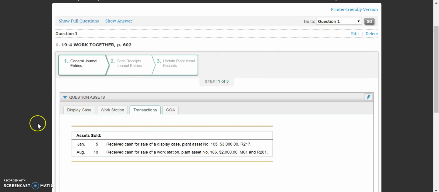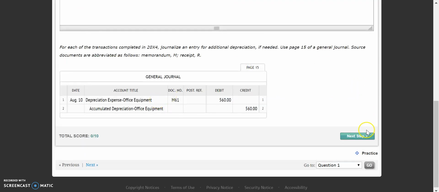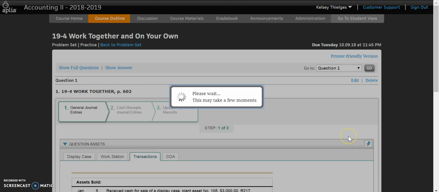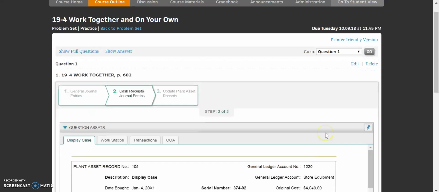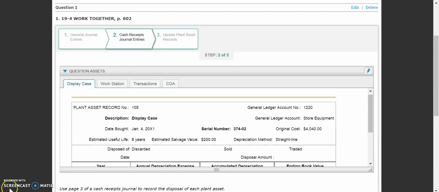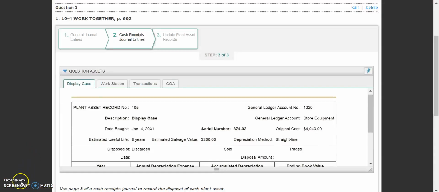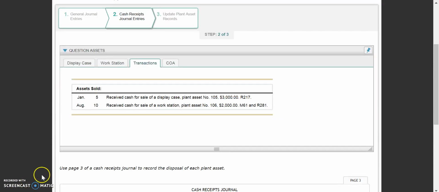And now we'll go on and click on step 2, and you guys should have a grade and then next step. And so now we are on the cash receipt journal entries for the sale of our plant assets. Okay, so now in step 2, we have the same transactions, except this time what we'll be doing is recording the actual receipt of the cash for the disposal of that plant asset.